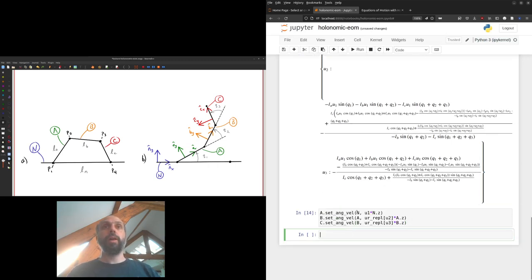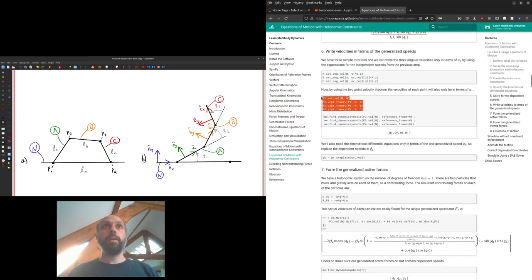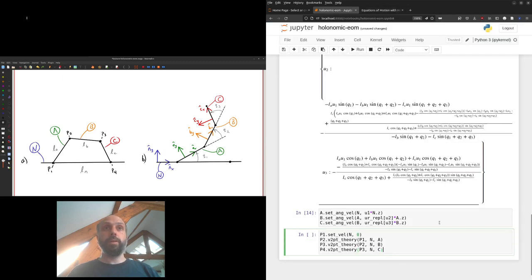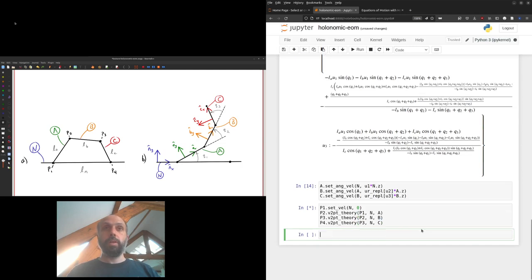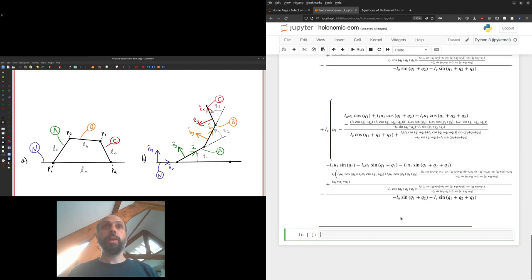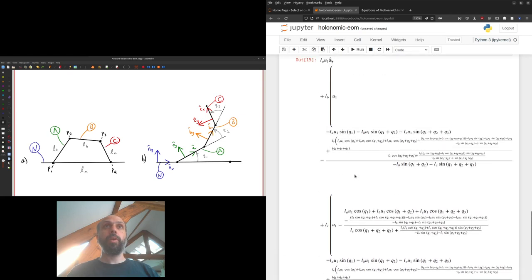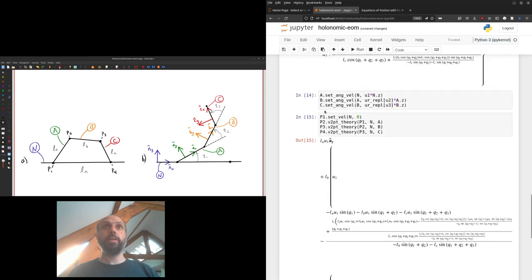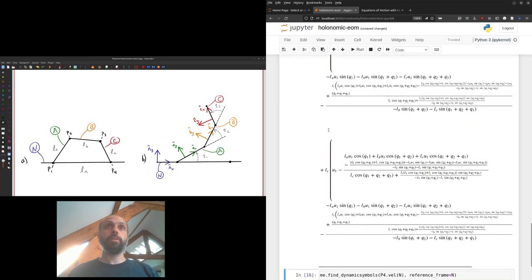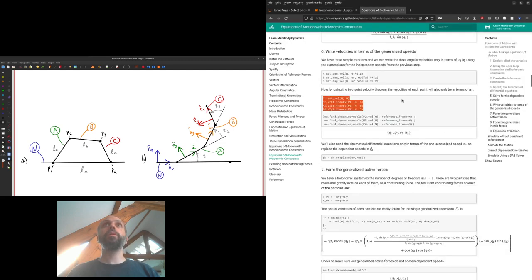So I'm going to copy these and execute them here. So that will set the angular velocities of A, B, and C only in terms of U1. And then I'll grab the velocities here for each of the points. And it shows that last one. If I check that last one, p4.velocity in n, and then I think I'll have to give it a reference frame, equals n, I can see that it's only a function of u1. So we don't have u2 or u3 present in the velocities there, which is what we want. All right, so no different than the prior.